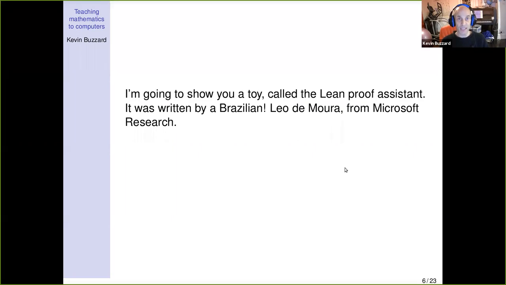And it was written by Leonardo de Moura, a Brazilian, as Alexandra already mentioned, who now works at Microsoft Research. And so one interesting question is why is somebody at Microsoft writing such a toy?